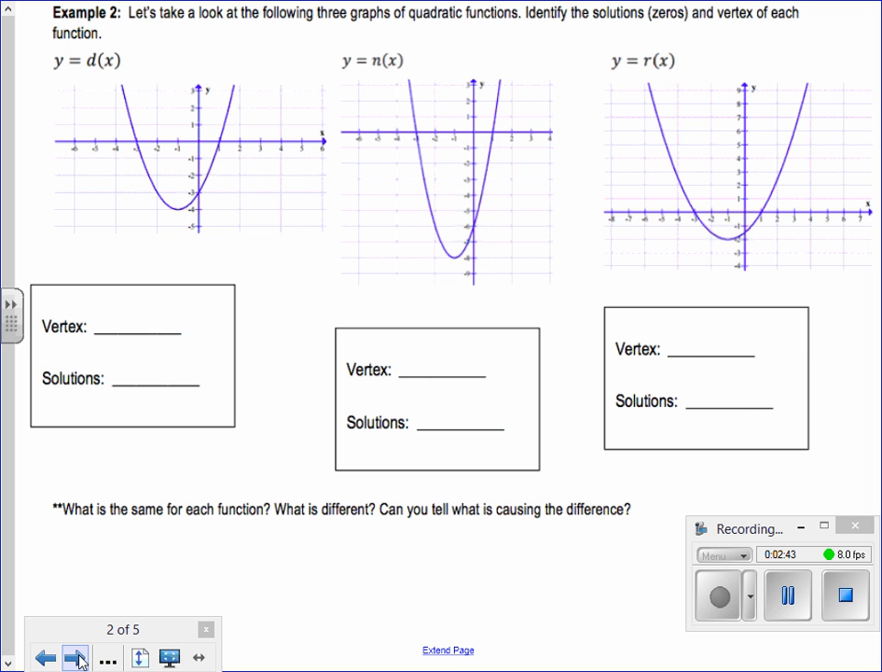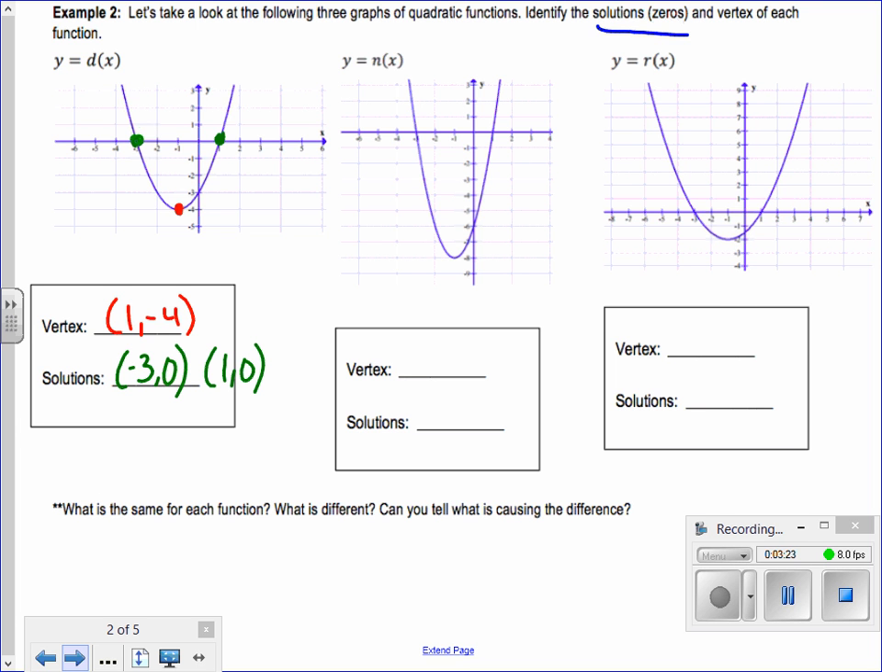Now for example 2, let's make a few more connections, and then we'll get to vertex form. It says, look at the following 3 graphs of quadratic functions. Identify the solutions or zeros and the vertex of each function. So we need to first find the vertex for this first graph. This appears to be at (1, -4). And the solutions of this first graph look to be at -3 and +1.